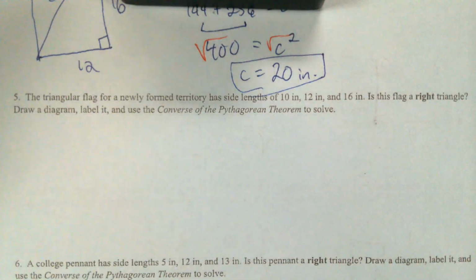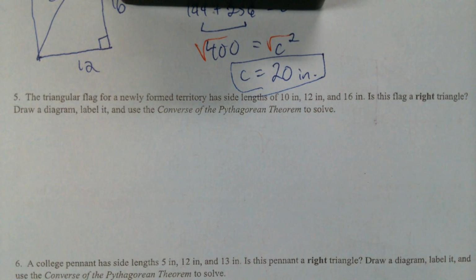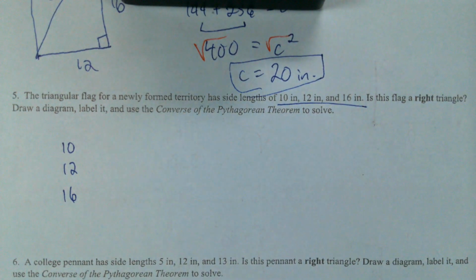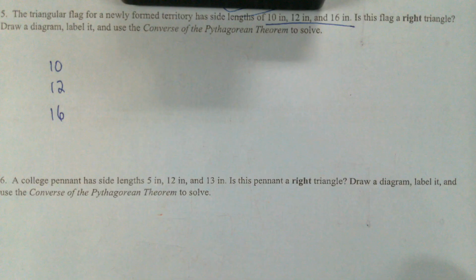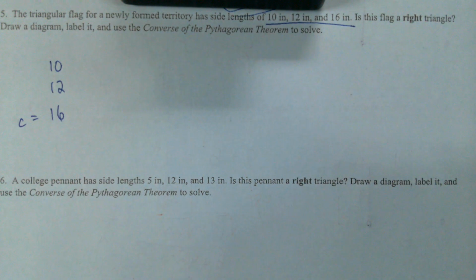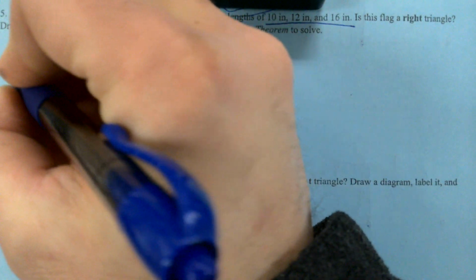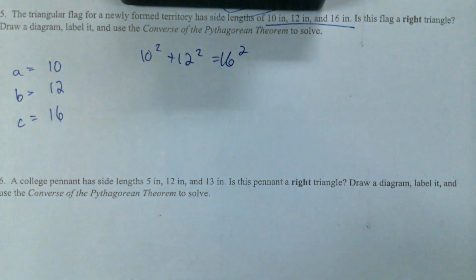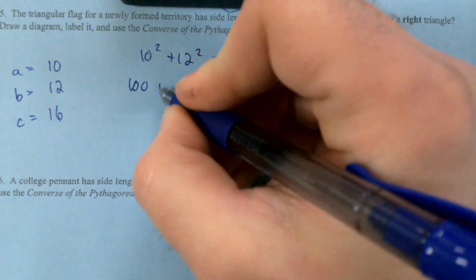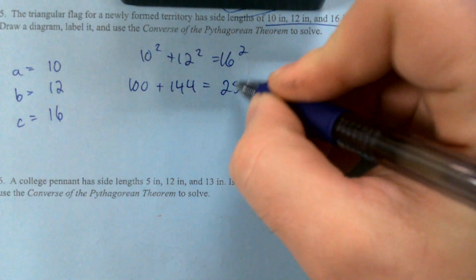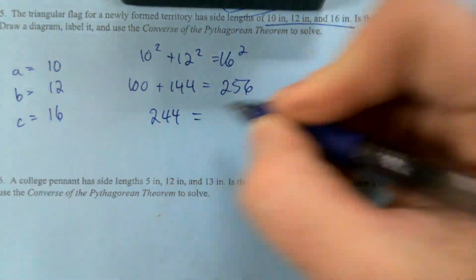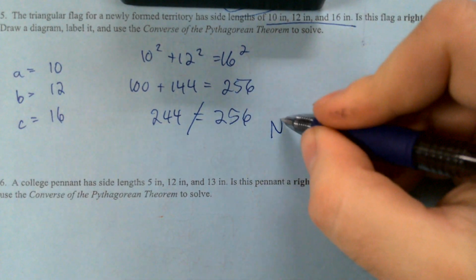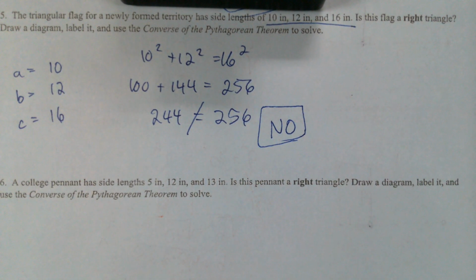Finally, we're just doing the converse of the Pythagorean theorem. That's essentially just checking our work in a way. We got 10, 12, and 16. Which of those numbers needs to be my C? Right? 16. The longest side always needs to be C. And then we can just work our way up like so. 10 squared plus 12 squared equals 16 squared. Gives us 100 plus 144 equals 256. And we get 244 equals 256. Is that true? No, it is not. So our answer is no. This is not a right triangle.